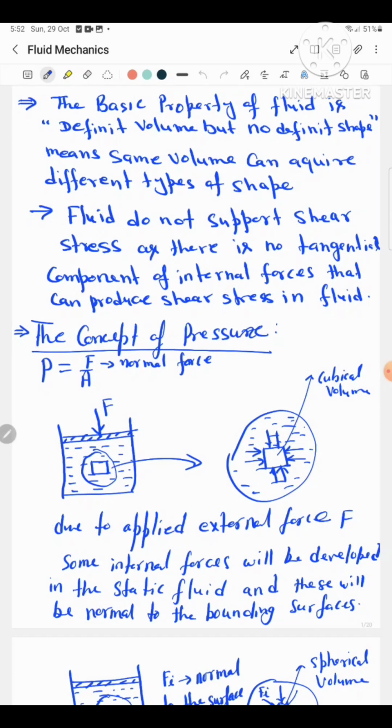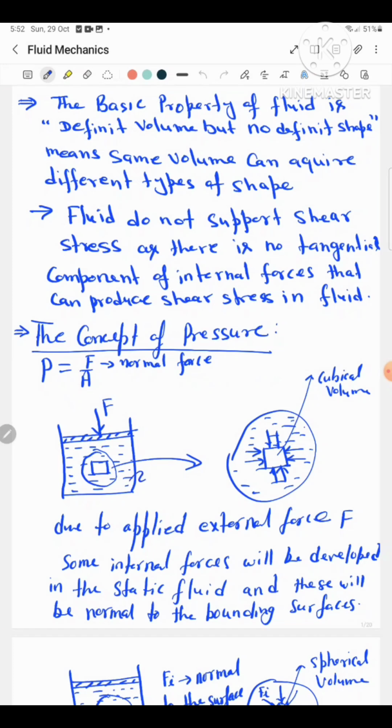The concept of pressure. What is the pressure? Pressure is nothing but the force per unit area. Normal force. As we already know, in fluids there is only normal force, no tangential component. So normal force per unit area is the pressure.